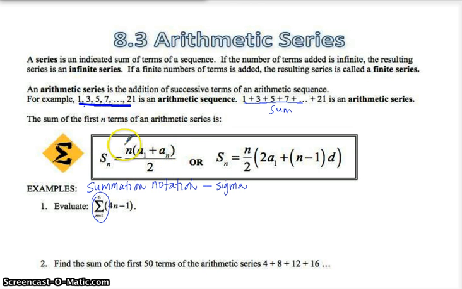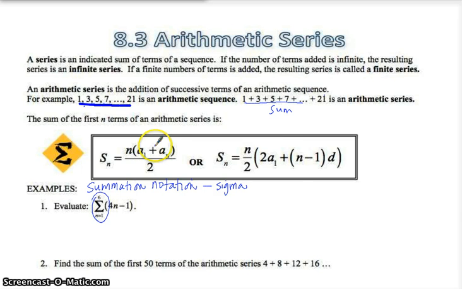Maybe you want to think about that and figure out why that formula makes sense. Why would we take the first term and the last term of the series, multiply by however many terms we have, and divide by 2? Does it make sense? Maybe you don't have to look at the formula because you're just going to understand what that means.